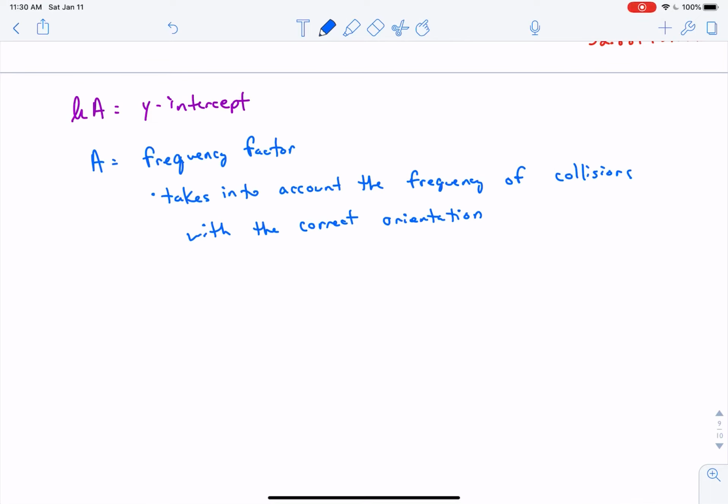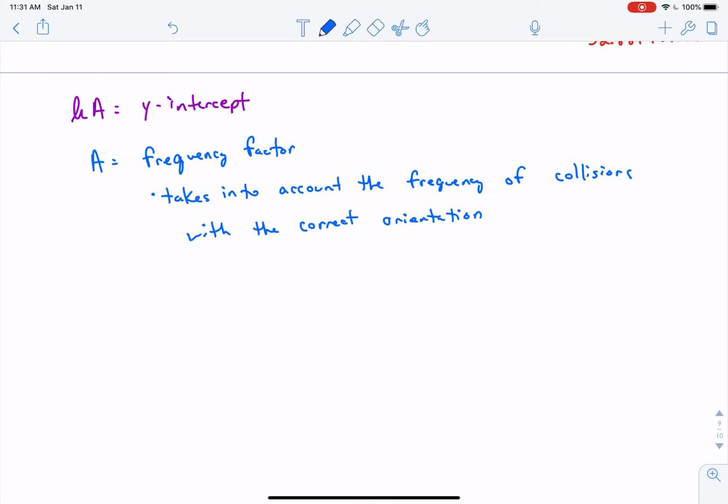But it's a natural log of that. So A itself might be collisions per unit time, but you're not going to write the unit for that out in the value. So the number value of A is the frequency of collisions that are the correct orientation, per unit time. Well, frequency is redundant, because per unit time is already implied. So basically, it's just a number.